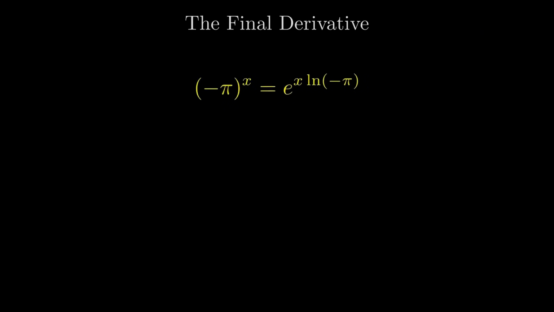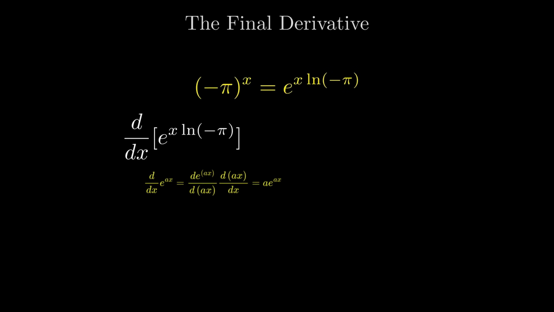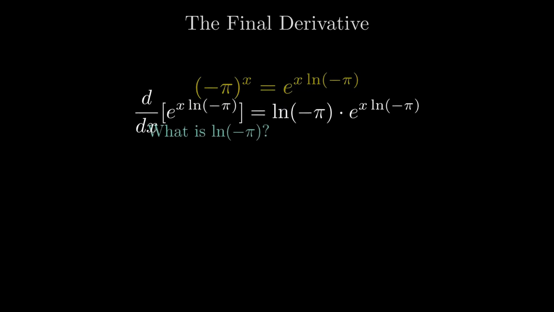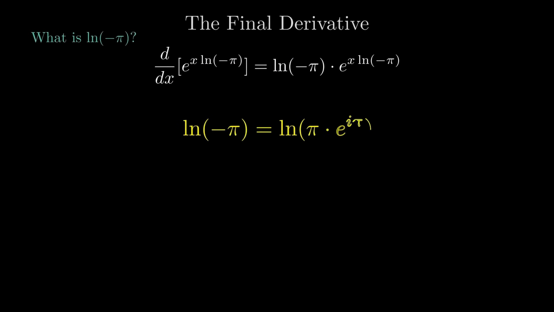Start by rewriting the function. Negative pi to the x equals e to the power of x times the natural log of negative pi. Now apply the chain rule. So the derivative becomes natural log of negative pi times e to the power of x times the natural log of negative pi. But the key question is, what is the natural log of negative pi? On the principal branch, negative pi has magnitude pi and angle pi radians. So natural log of negative pi equals natural log of pi plus i pi.